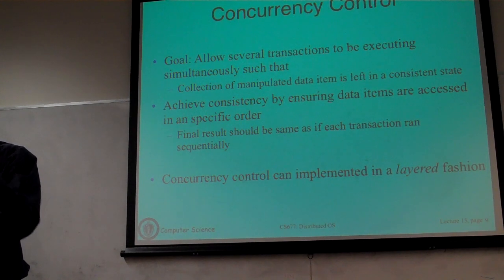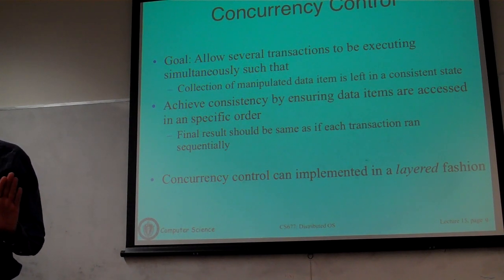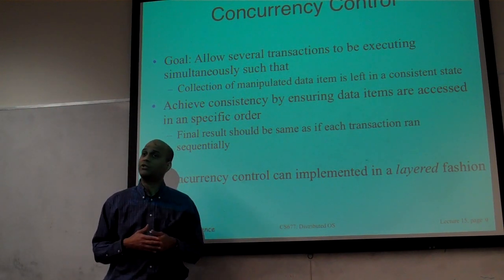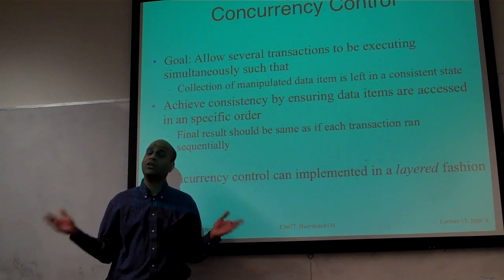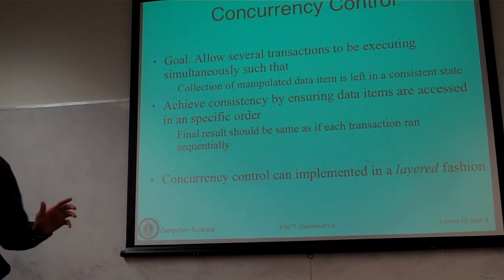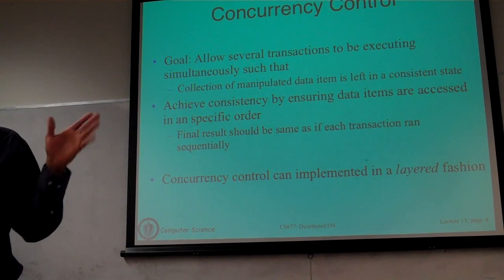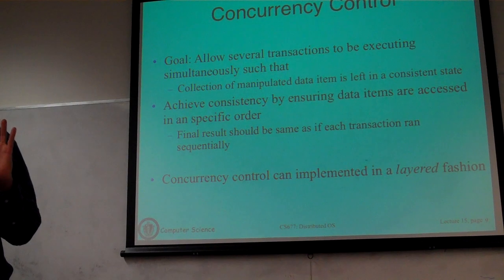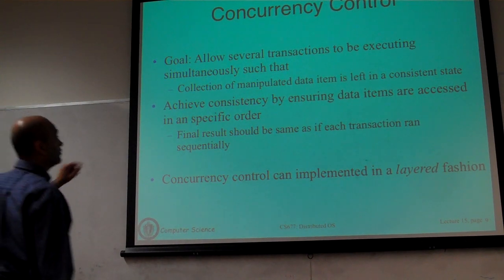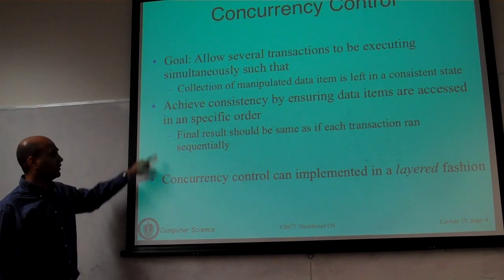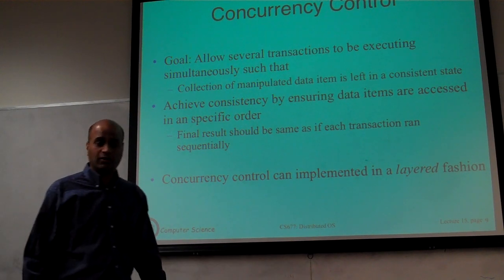Because if you go sequentially, we know that things are right. But you don't want to enforce that things only happen sequentially. You want to have concurrency, but you want to get this property called serializability, which is that the output should have been as if they actually went one after another in some order. If that is the case, then we are good. Otherwise, you have inconsistency. So achieve consistency by ensuring that they occur in some certain order. We'll see how to implement concurrency control.